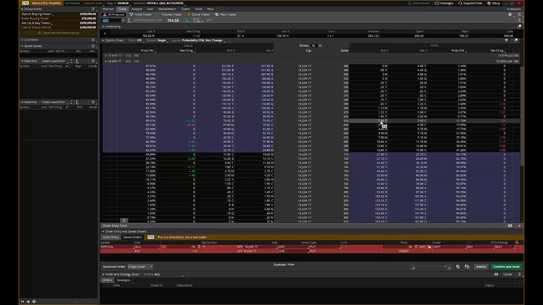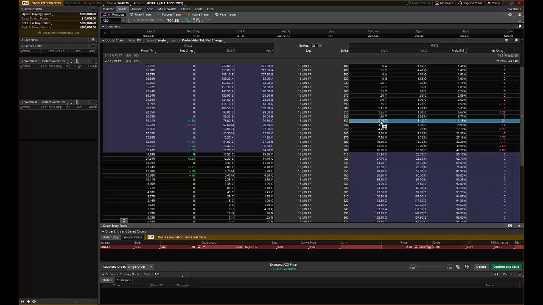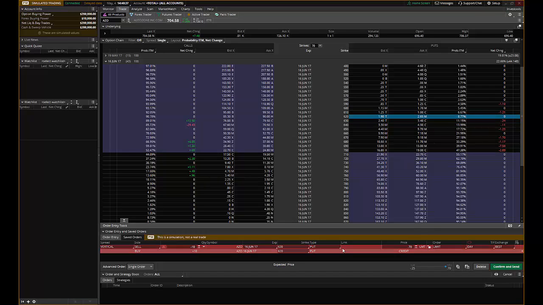So let's go ahead and sell these 630 puts. And then I want to go ahead and hold the control key down and buy the 620. And this puts the trade in right here. That looks like a pretty good trade.